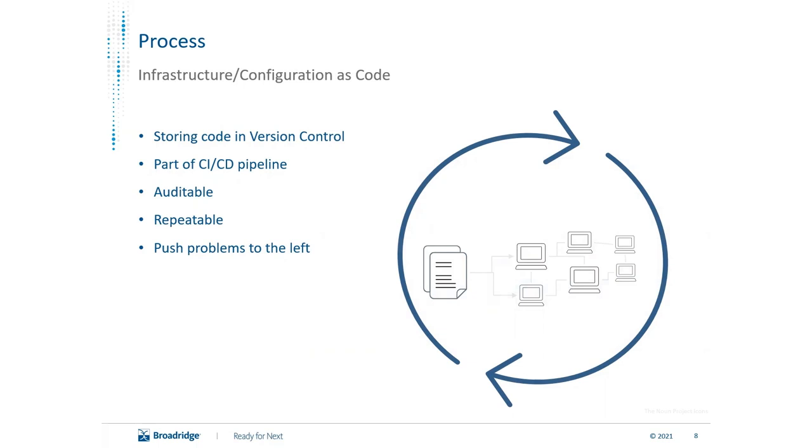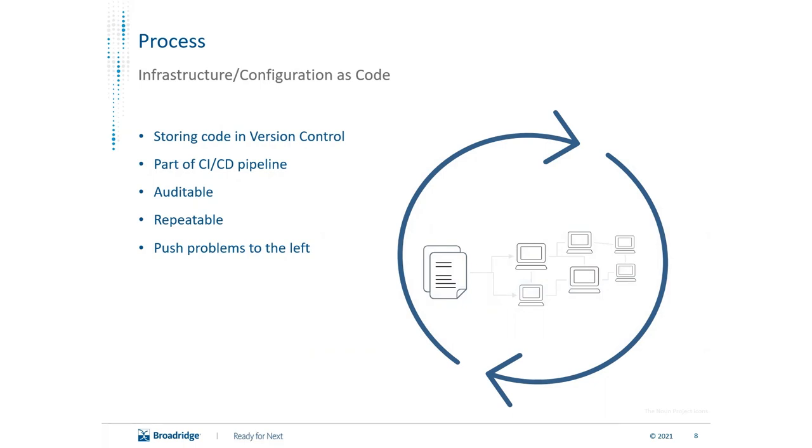Now, as part of the DevOps team, we obviously follow infrastructure and configuration as code. And what that means is that we're storing our code in version control. And when I say code, in this case, it's not the application, but it's the infrastructure. It's the code to build the infrastructure.